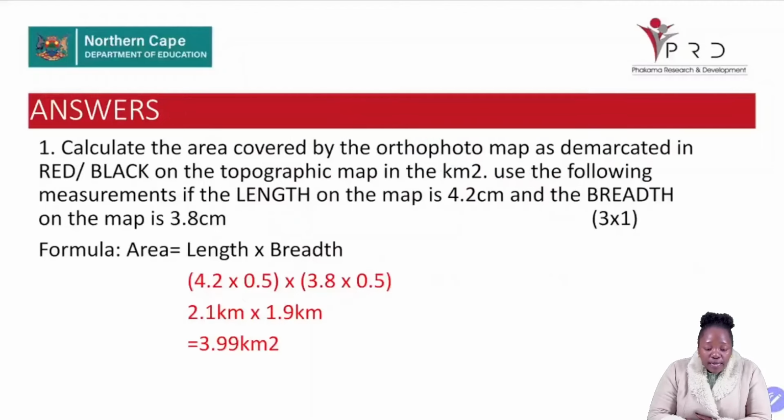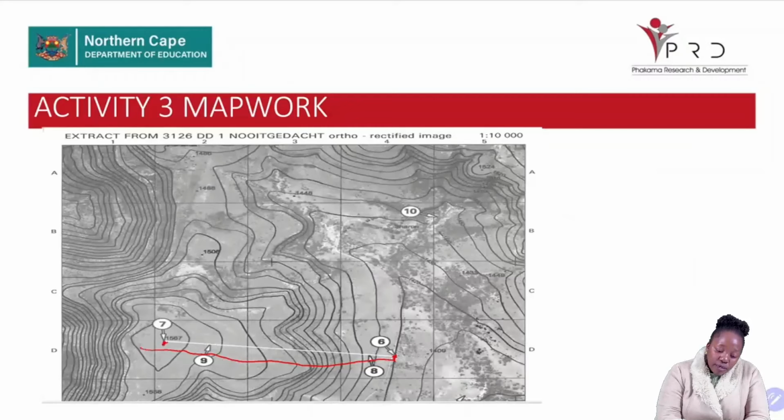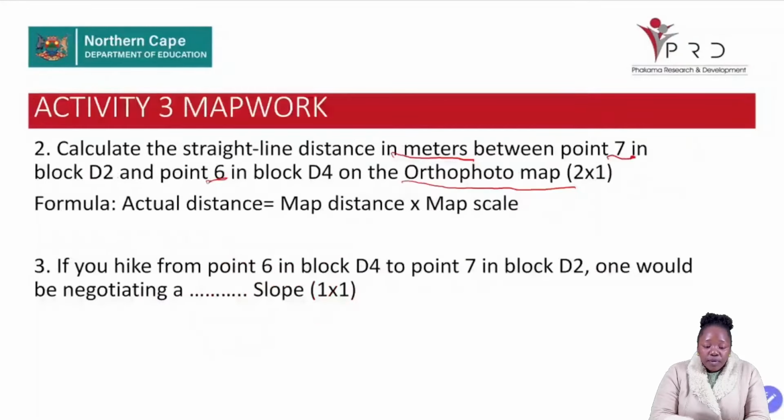So let's go back to our orthophoto map. It's point 6 and point 7, so we need to calculate the distance between these. Remember, you place your ruler from number 6 at 0 up until you reach the second point at number 7. So this is how you're supposed to place your ruler. Then let us go to the calculation.